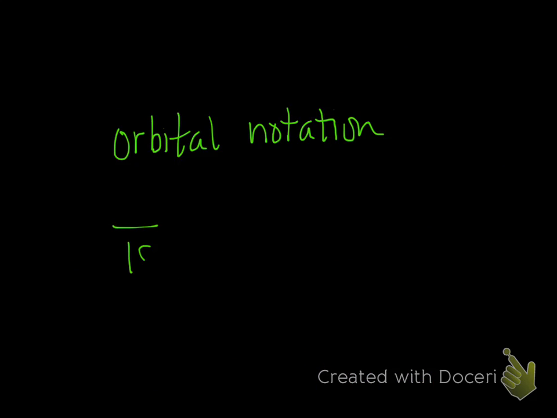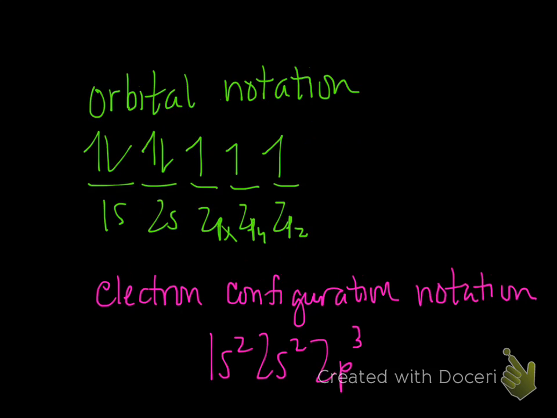That's it. So you've got 2 forms to express electron configuration. Orbital notation, which shows every orbital, and electron configuration notation, where you only show the subshells.